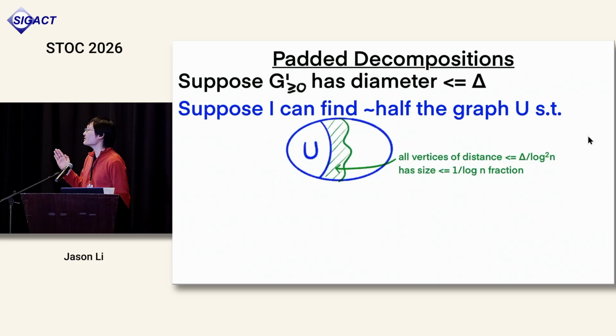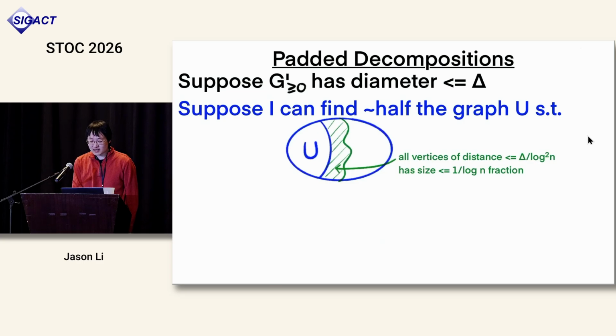So far everything has been in the B&W framework, and this is where we introduce a new technique. Our new technique is called padding decompositions. Here's the high-level idea. It's going to be very similar to the idea of finding a balanced partition of the graph.